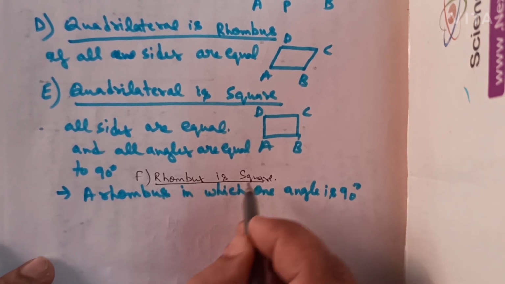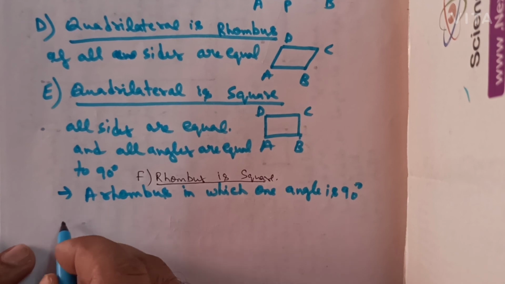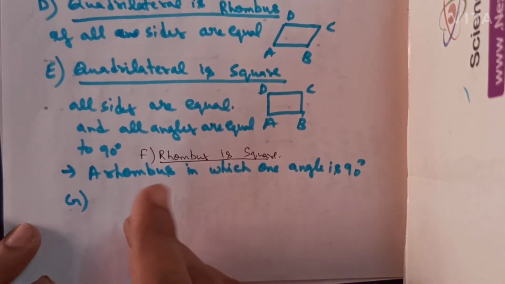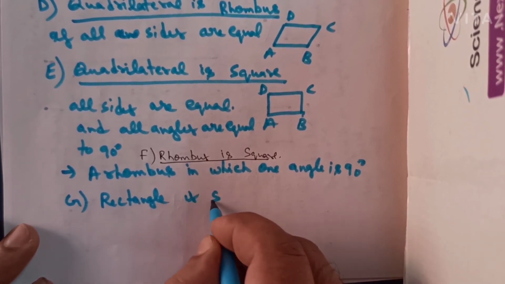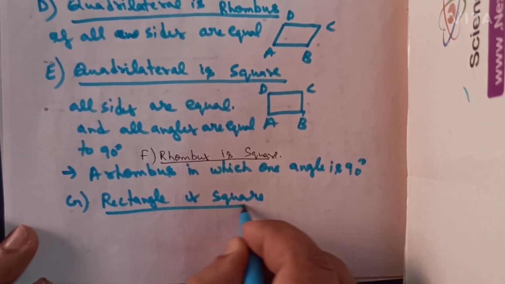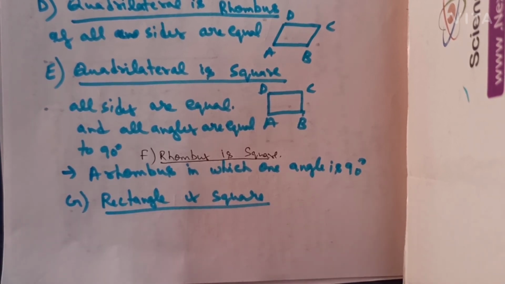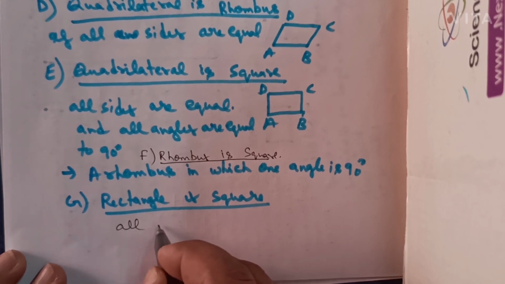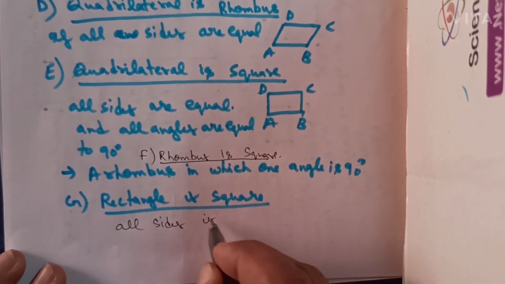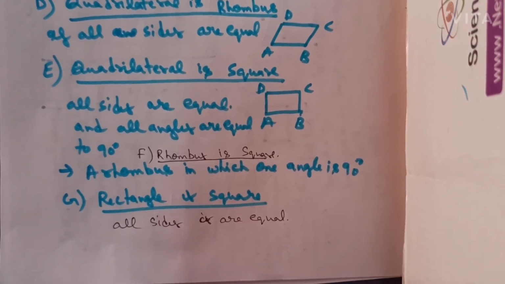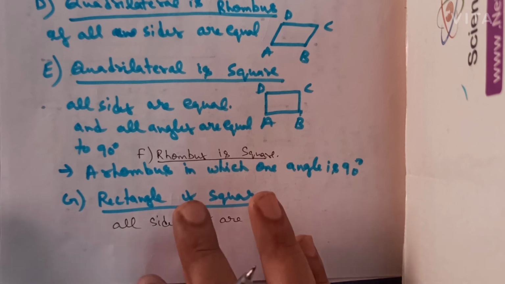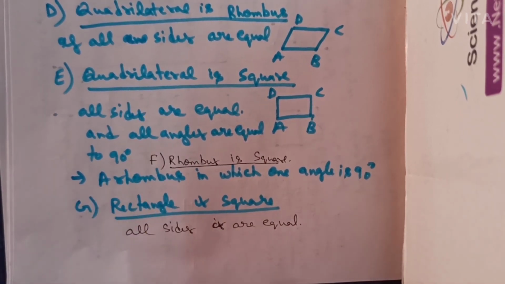Similarly, if we talk about G, that is, a rectangle is a square. So this, though you know, that is a rectangle in which all sides are equal, then it is a square. So I hope we have discussed all the conversions. The rest of the conversions, similarly, you can derive. Okay, a few more points we will discuss.